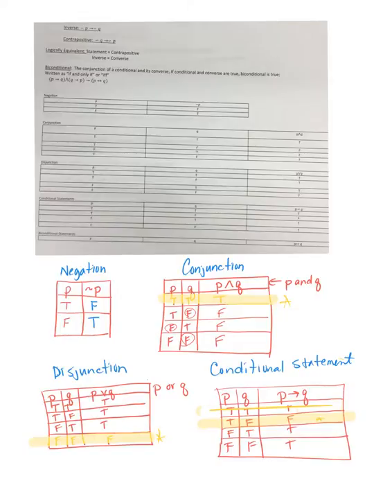Okay? So conjunction, true, true gives you true, everything else is false. Disjunction, false, false gives you false, everything else is true. Conditional, true implying false is false, everything else is true. Now with that in mind, I want to build a truth table with you, and I'll give you what we're going to build.